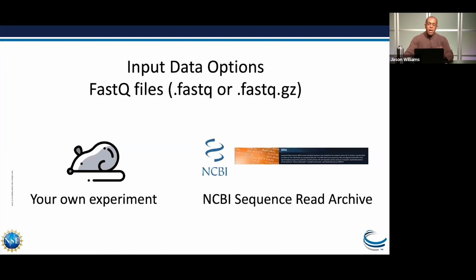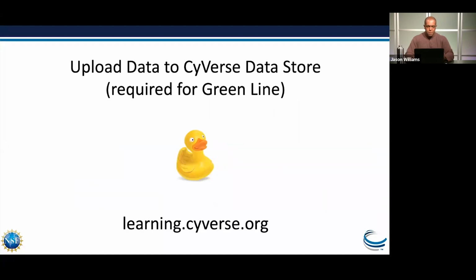But you can actually go to learning.cyverse.org, and there's a tutorial there on how to import data from the Sequence Read Archive. Once your data are in the CyVerse data store, you can go ahead and use them in Subway. Okay, so here's the first thing I am going to show you, just a little bit of a preview, to orient you so you know how it looks if you haven't done it before.